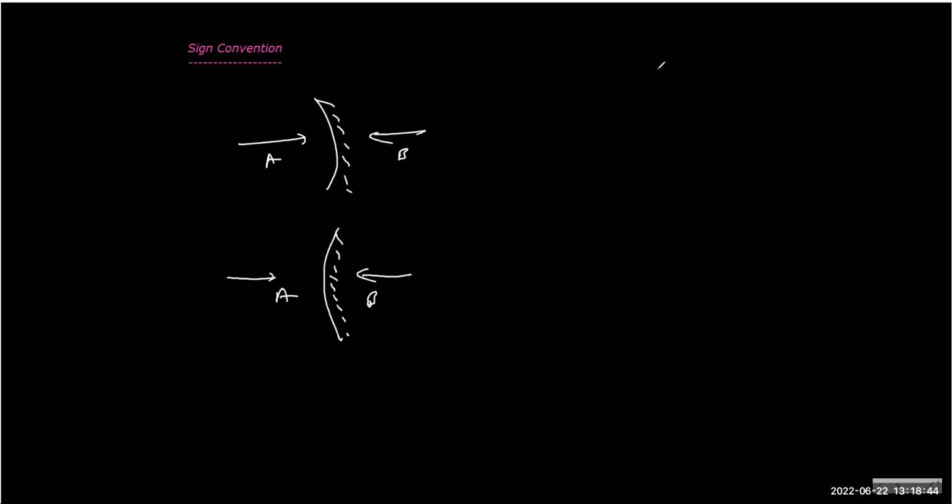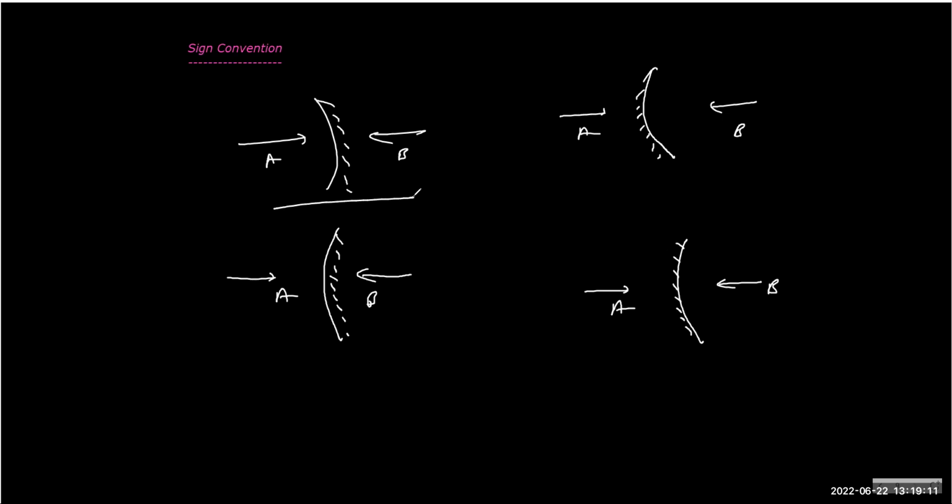For any given mirror, you can understand easily from which direction the light ray can come. If I have a mirror like this, from which direction can the light ray come? Left to right, common sense. From which direction can the light ray come and hit the mirror? A or B? A. So for this case, what is the answer? A, common sense, right?